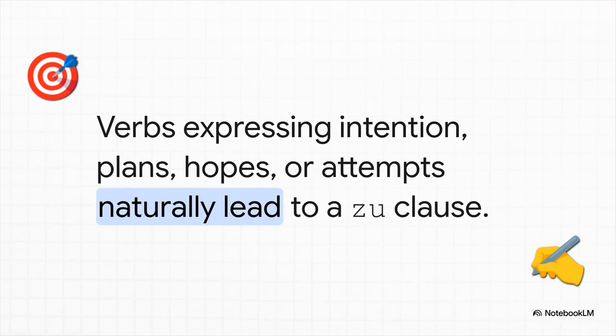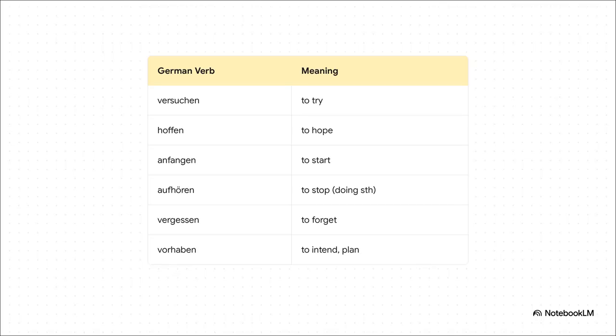So the first and by far the most common trigger is the verb you're using in your main sentence. If you're using a verb that expresses an intention, a plan, a hope, or an attempt, well, that sentence is practically begging for a "to" clause to finish the thought and explain what you're trying to do. And here are some of those key trigger verbs. You'll see these all the time. Words like versuchen, for "to try," hoffen, for "to hope," and haben, for "to plan." As soon as you use one of these, a little light should go off in your head, telling you to get ready to put a "to" plus infinitive at the end of your sentence.